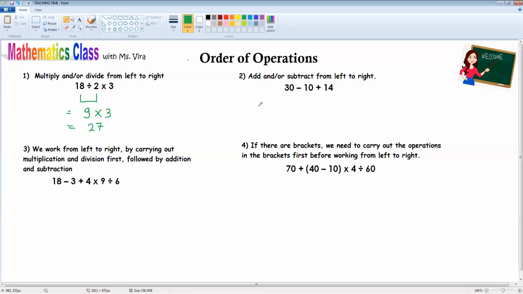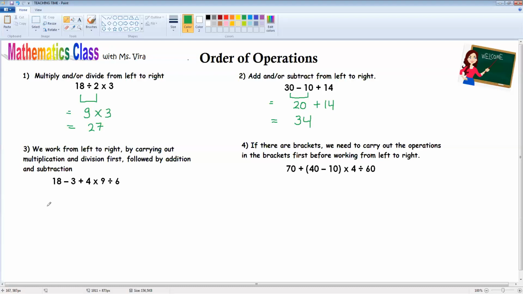Okay, rule number 2, add and/or subtract from left to right. So, this is the mathematics problem. Then we need to work from left to right, because you can see that it's only subtract and add. So 30 minus 10 is 20. Then plus 14, and the answer is 34.